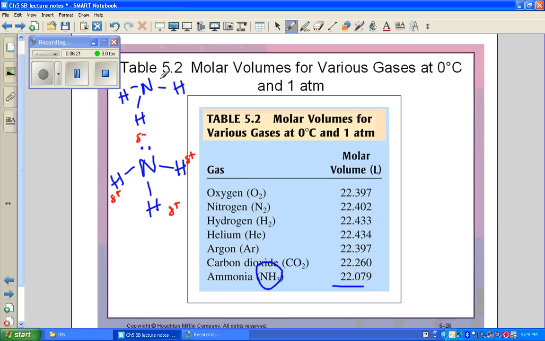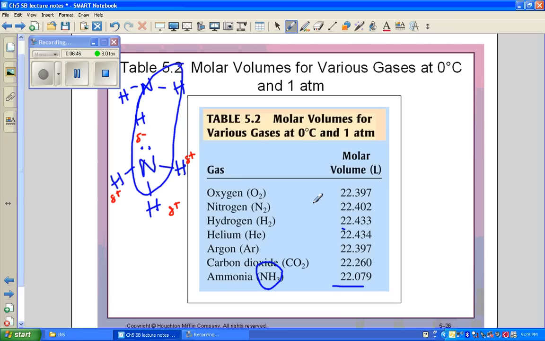This attraction is going to cause some compression. That compression is going to lower the volume that I have down here. So this is why we do not study real gases. It's very difficult to do that. So you can see that the ones where there is less interaction between the molecules are the ones that are actually very close to 22.4 liters.